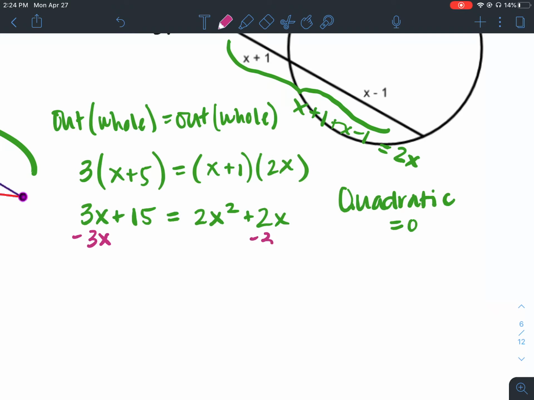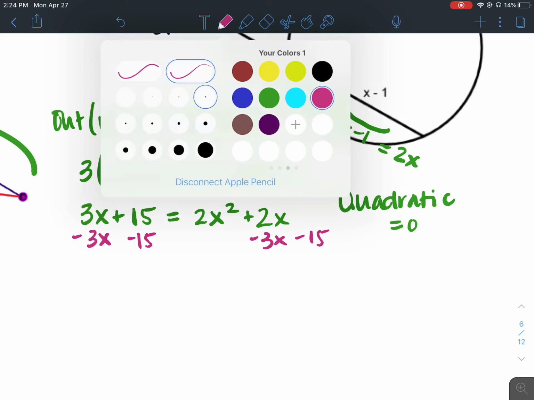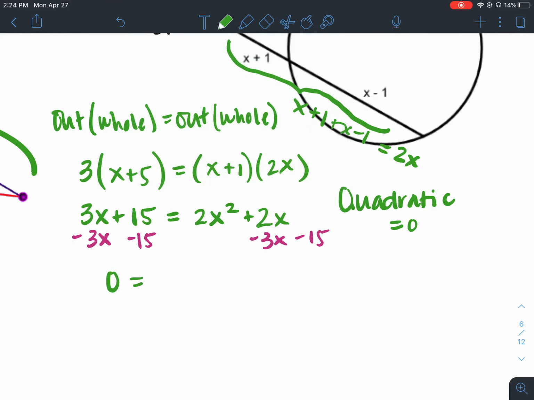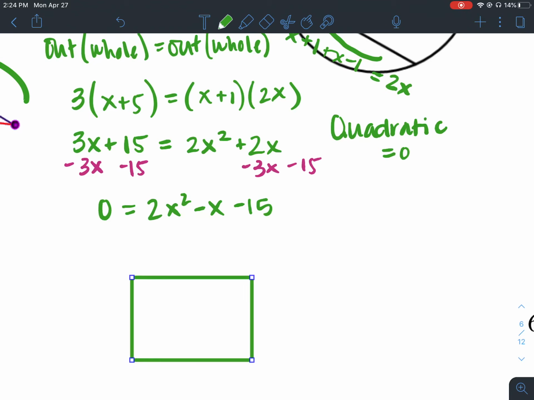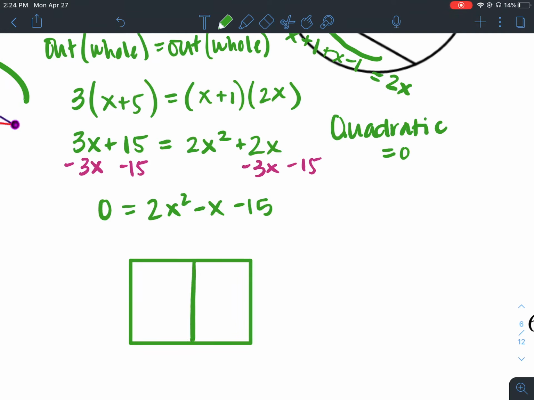So I'm going to subtract 3x. I'm going to subtract 15. Combining like terms, I get 0 equals 2x squared minus x minus 15. And I am going to factor this. So I'm going to build my box. And I'm going to start by filling in my first term and my last term. So my first term is 2x squared. My last term is negative 15.